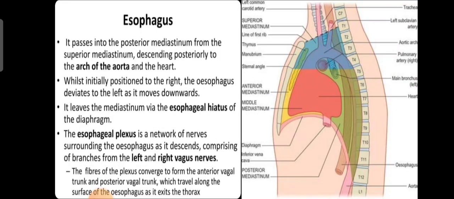Then we have the esophagus, which passes from the superior mediastinum into the posterior mediastinum, descending posterior to the arch of the aorta and the heart. It also leaves the mediastinum through the esophageal hiatus. Again in the diaphragm we have an opening providing passage for the esophagus, which is known as the esophageal opening. It is surrounded by the esophageal plexus through its course, which is formed by the right and left vagus nerves.